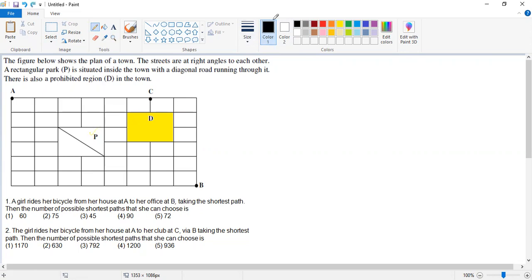So the question is talking about you having to travel from, if you look at the first question, point A to point B taking the shortest path. So how do we do it? Before we start doing this question, let us understand the idea briefly. How do we approach such a question?